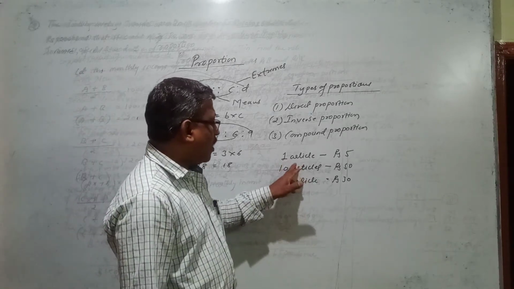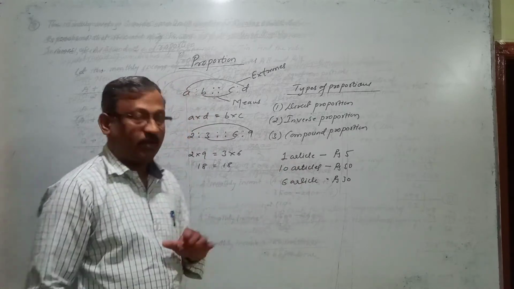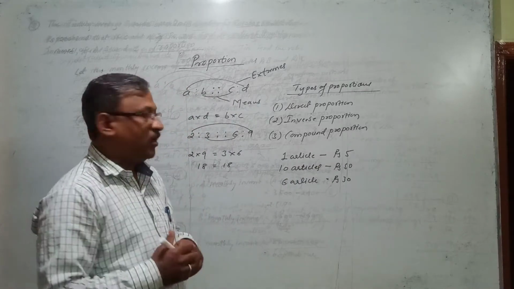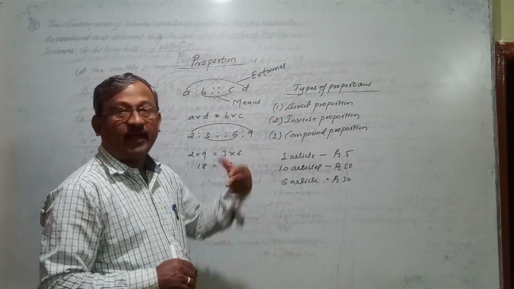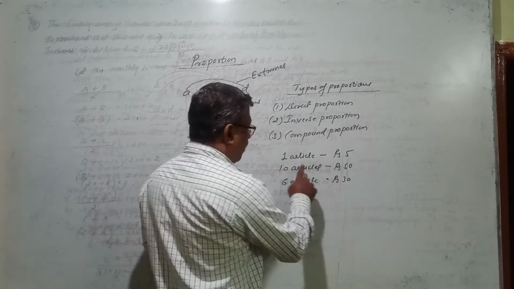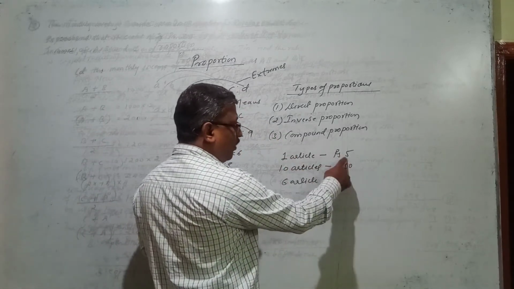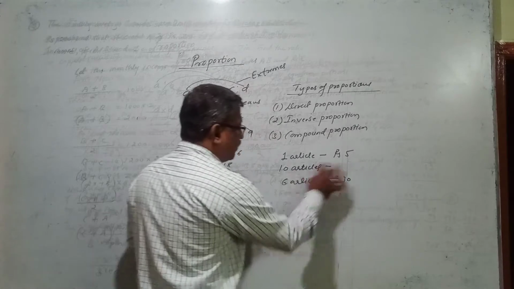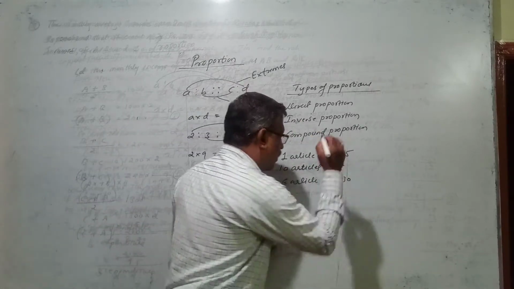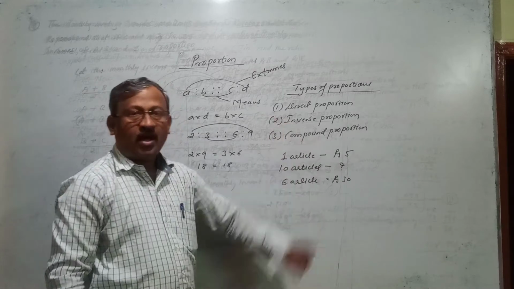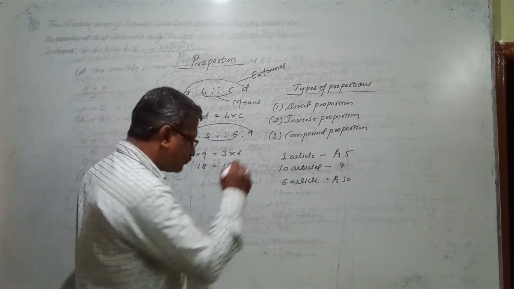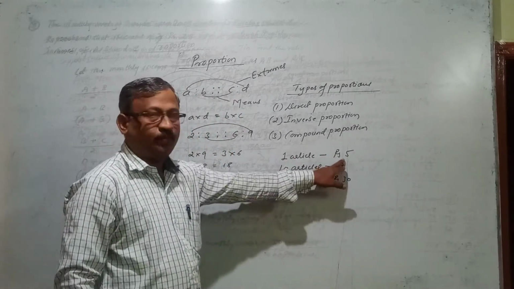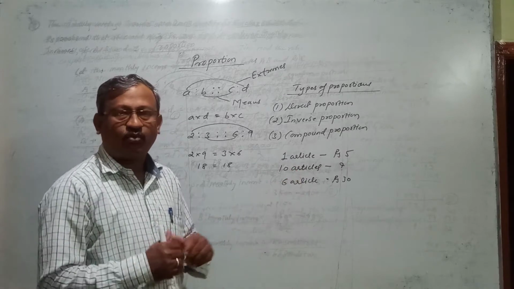So how to put the proportion, that is also very important. Now suppose we know one article costs me 5 rupees. Just to check whether that ratio is direct or inverse, I have given the example here. Suppose we don't know the cost of 10 articles, that we have to find. Suppose the problem is one article costs 5 rupees and the question is what will be the cost of 10 articles. I want to calculate the cost of 10 articles.